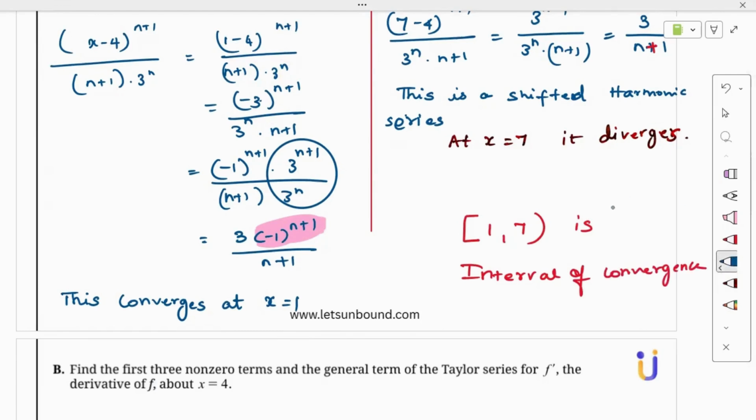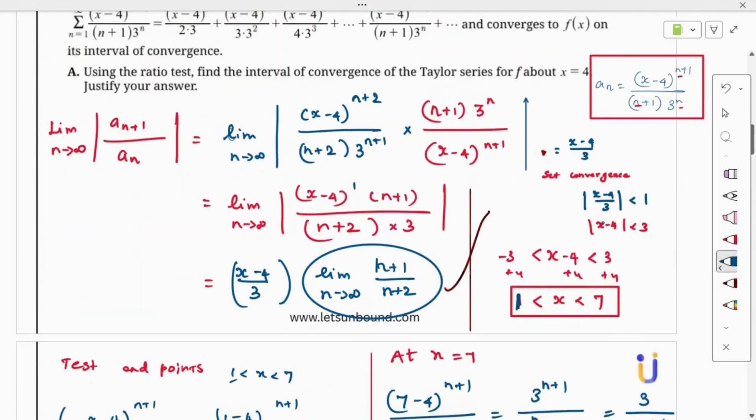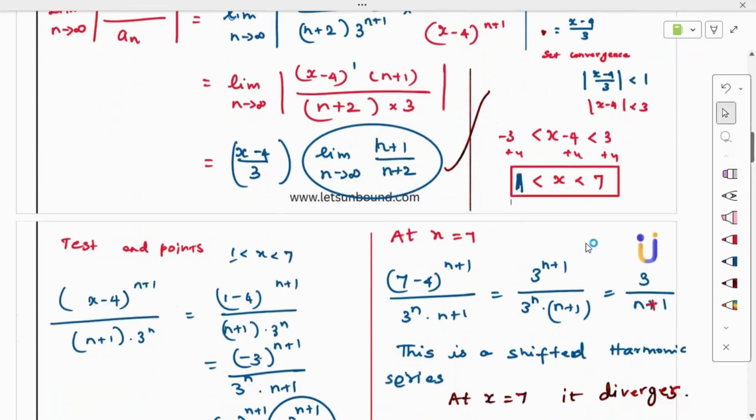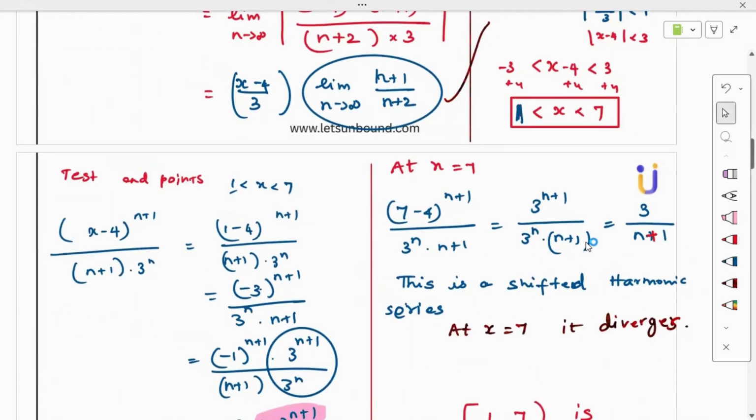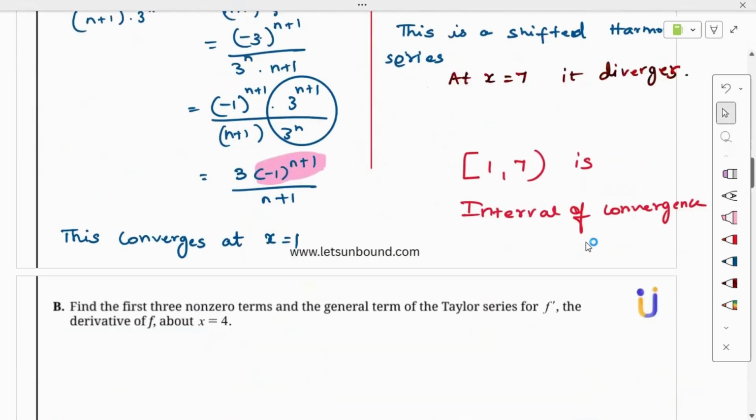That's simple. Now moving to part B. I hope it's clear. We just applied the ratio test. We got the convergence, but we need to test the endpoints, whether they are included or not. We did. 1 got included, 7 got excluded. That's it. Right. And moving to part B.